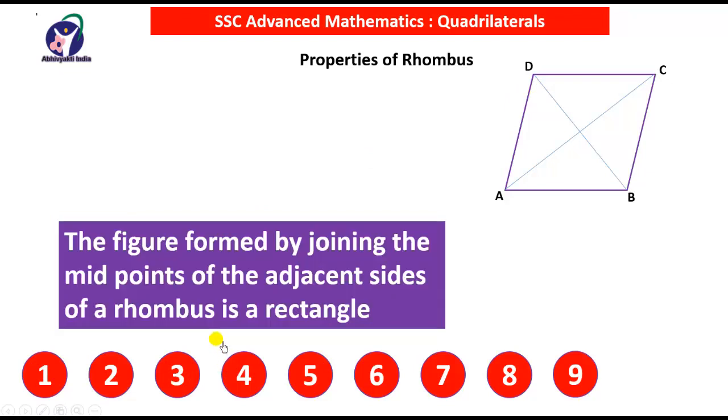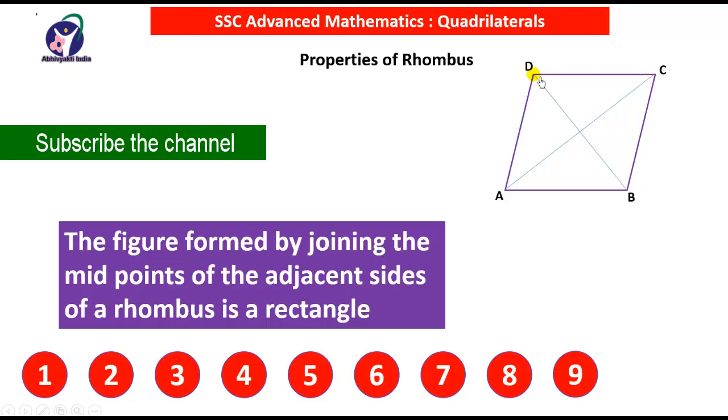Now the fourth property is the figure formed by joining the midpoints of the adjacent sides of a rhombus is a rectangle. If you join the midpoints of the adjacent sides, AD is a side and DC is its adjacent side. If you join the midpoints of these two, and if you join the midpoints of these two midpoints and these two midpoints, then you will always get a rectangle.